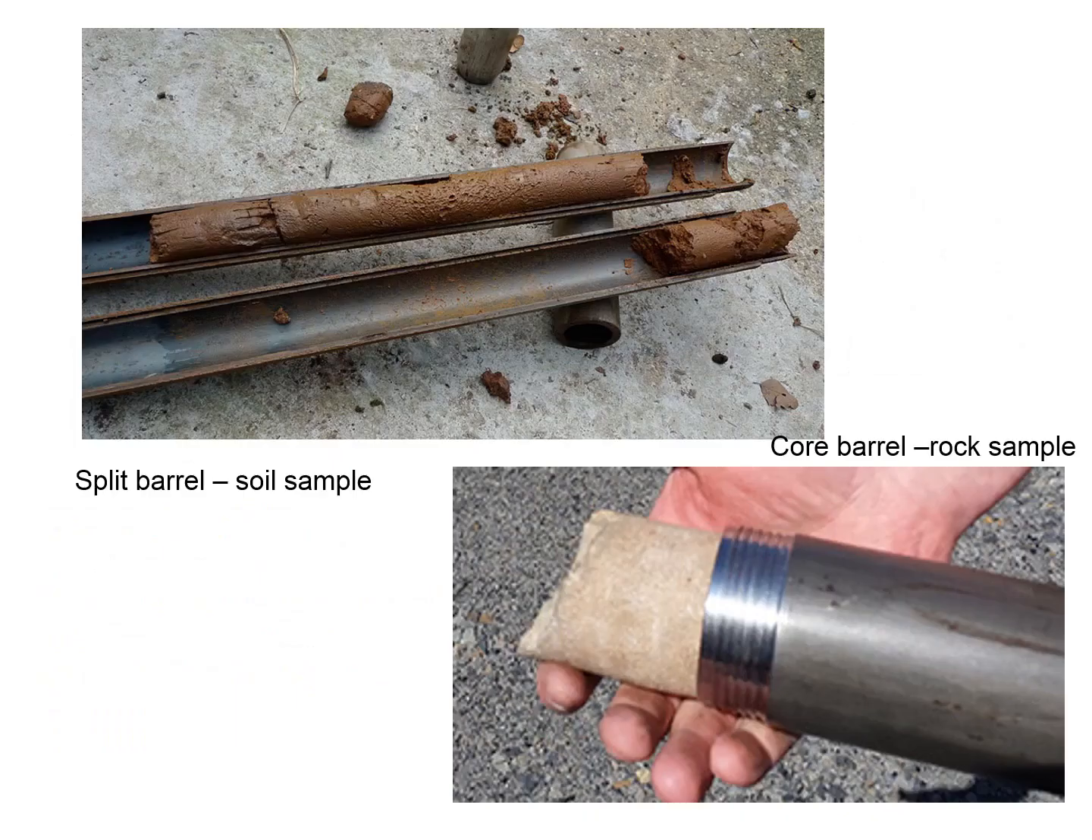So this is the difference between split barrel and core barrel. For soil sample, because the soil sample is soft, this barrel is required to be split, so that the soil sample can be easily taken out. Compared to rock sample, because this is solid and intact rock, the barrel does not require to be split, because they can easily carry out the rock sample without splitting the barrel. So this is the difference between split barrel and core barrel.